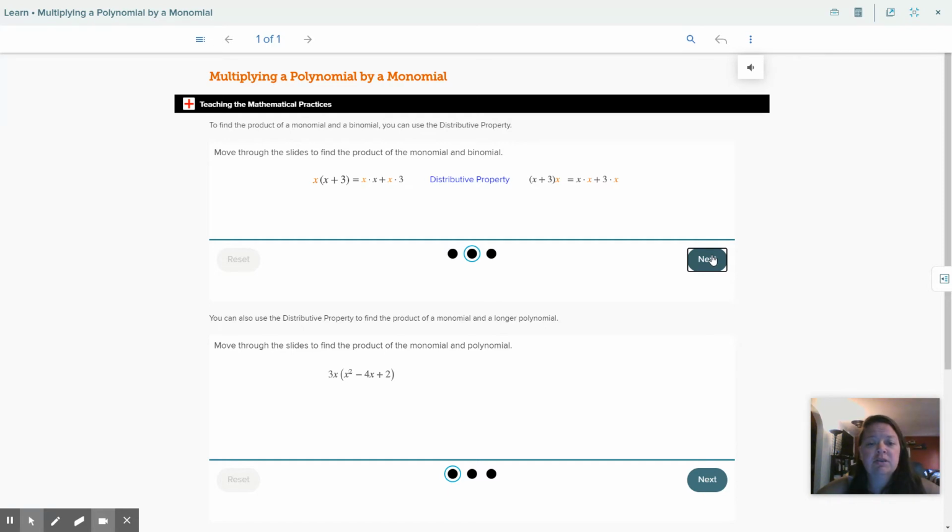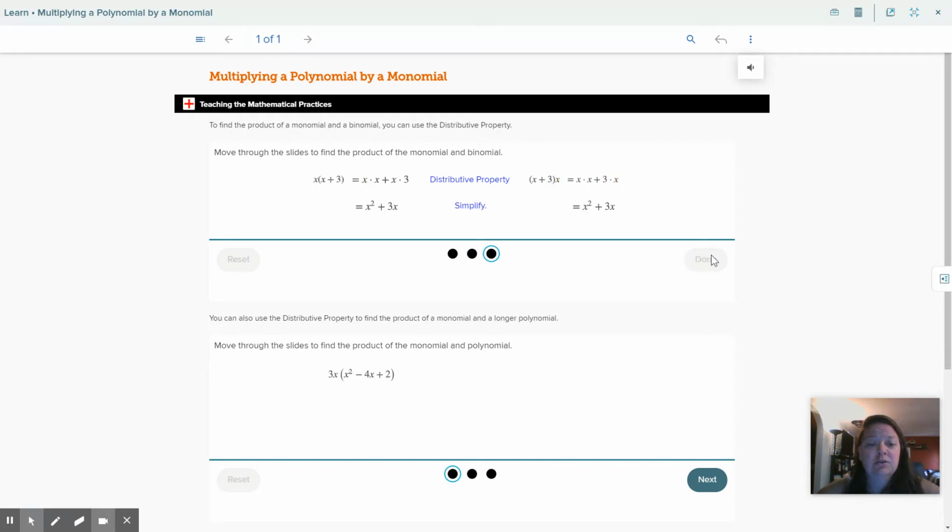So the first step is use the distributive property. So you can see we take the x and we share it with everything inside of the parentheses. So you end up with an x times x plus an x times 3 on the left-hand side. And on the right-hand side, it's x times x plus 3 times x, which we all know is the same thing.